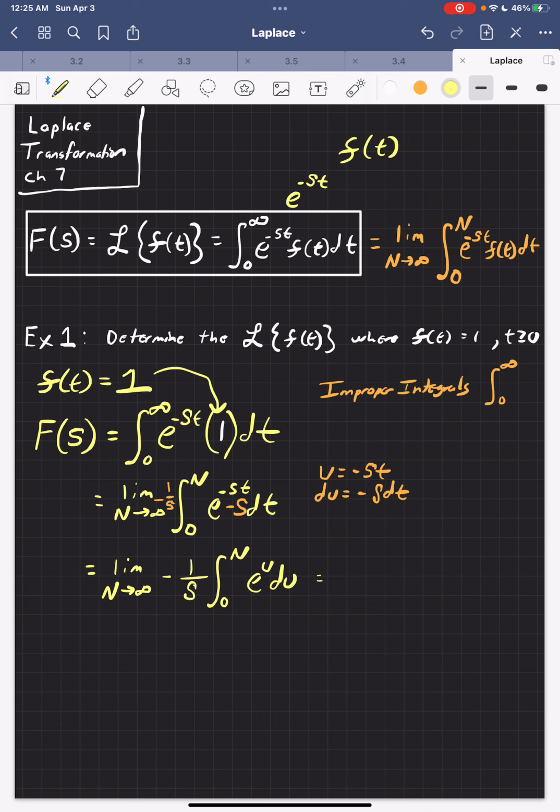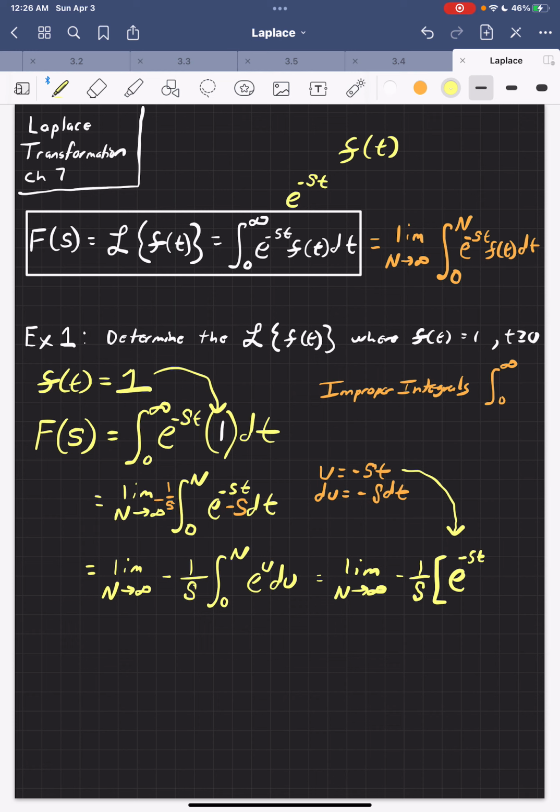Okay, so we're going to go ahead and evaluate. Just like the derivative of e to the x is e to the x, the integral of e to the x is e to the x. So the integral of e to the u is just e to the u. Of course, it would be e to the u plus c, but we know that the c's disappear when we're doing definite integration. So negative 1 over s, and I get e to the u. But instead of doing another step, I'm going to put that negative st back in for u. So negative st.